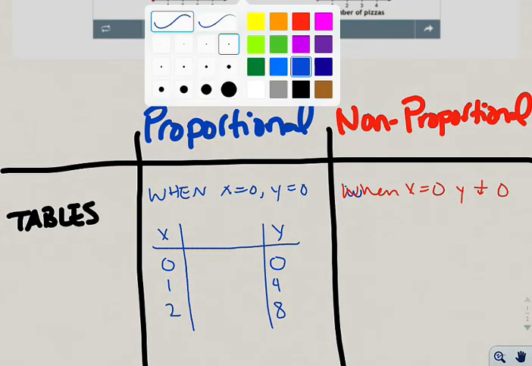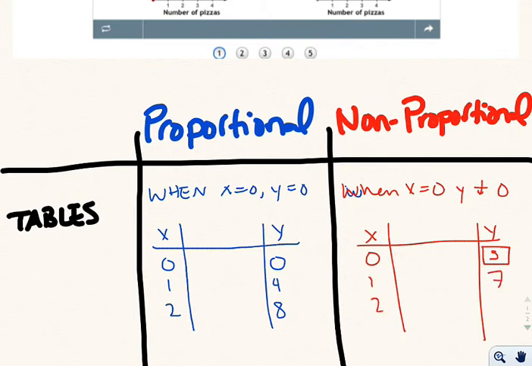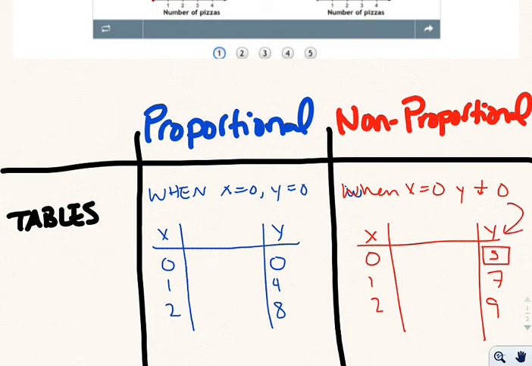Then over here on the non-proportional side, if we have x and we have y, if that's 0, that means this right here is anything but 0. Let's say it's a 5. And where you go from there doesn't necessarily matter. But the point being, this is the thing that makes it non-proportional, in the same way that the other makes it proportional, at least in terms of linears. Now, I shouldn't say that's what makes it proportional. That's how you can actually tell by looking at a table.